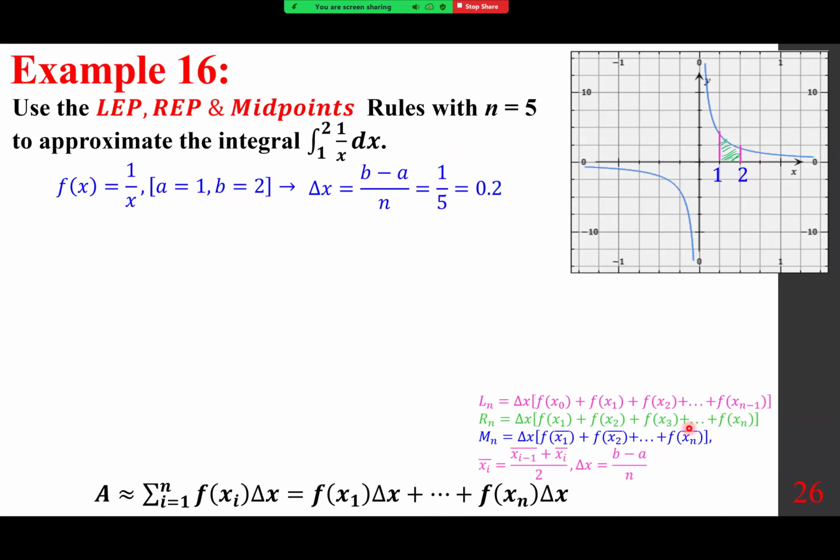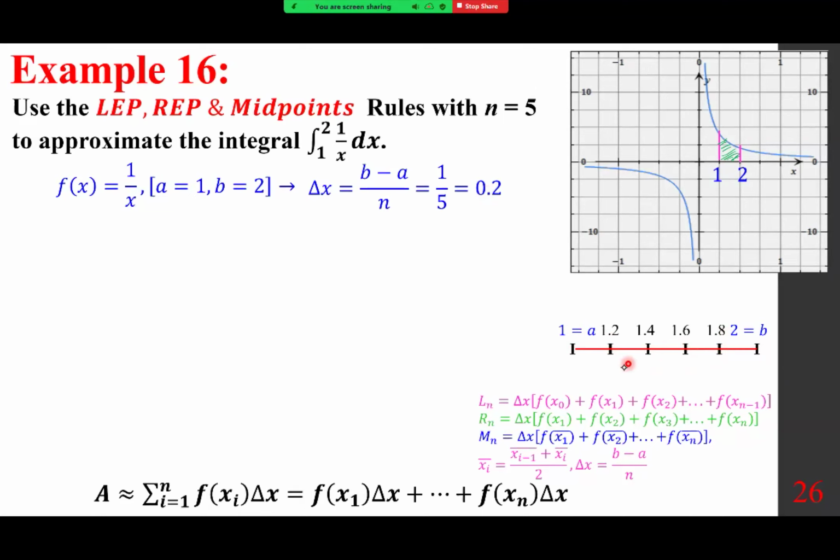So all you have to do, say from 1 to 2, we're going to cut it into 5. I made it large so we can see it. We're going to go from a equals 1 to b equals 2. We're going to cut it into 5 equal parts. Each part is 0.2. This becomes 1.2, 1.4, 1.6, 1.8, 2.